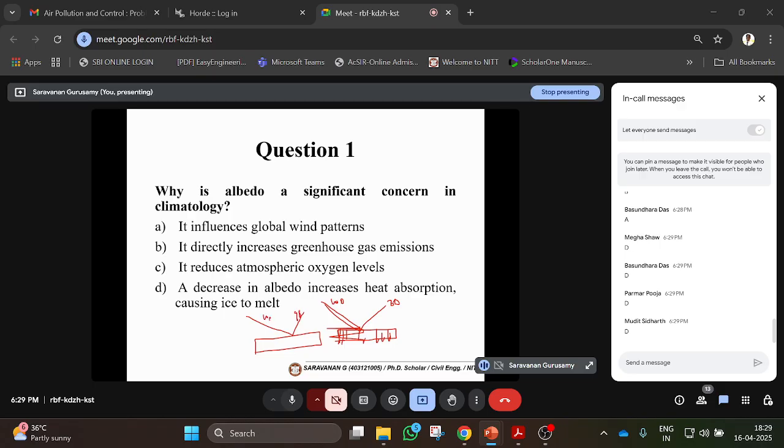Very less absorbing potential. When it is having good albedo. Here it is having very less albedo. Albedo is a reflection property. So albedo is less for black surface. Albedo is high for white surface because it is the reflection property.